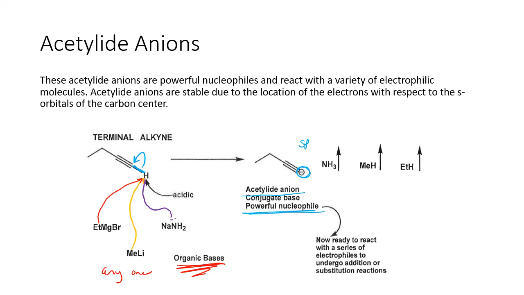It's ready to react. And the side products that are formed, you don't have to show them, but they change depending upon if you're using sodium amide, a Grignard reagent, or ethyl magnesium bromide. For example, if you use sodium amide, you form ammonia gas as a side product when you grab that proton.